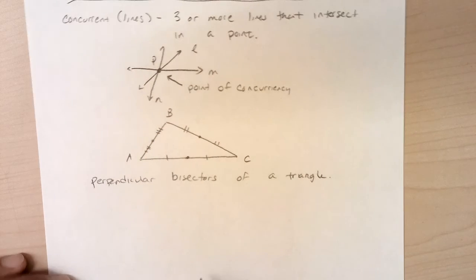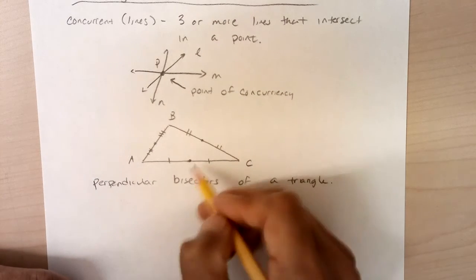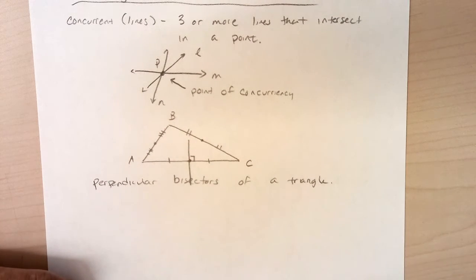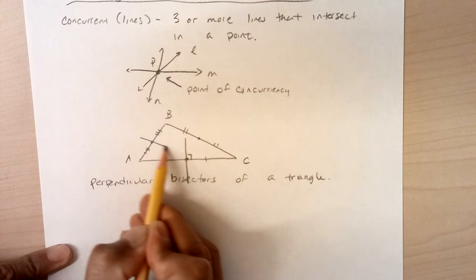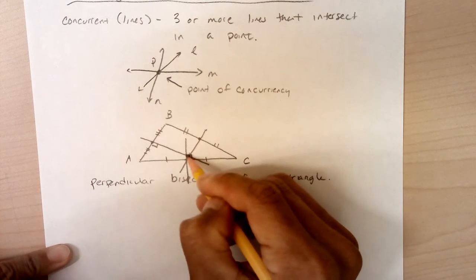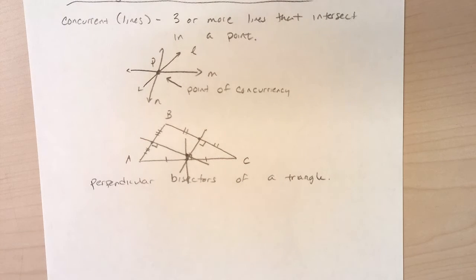Find the midpoint, and then I can make a perpendicular segment through each of those midpoints. So for side AC, again, I'm just eyeballing things here. A perpendicular segment that's at a right angle, and this shows that it's at a right angle. Do the same thing with side AB, and lastly, do the same thing with side BC. Since I eyeballed things, it might not appear that all three of those perpendicular bisectors intersect in a single point, but they do. So the three perpendicular bisectors of a triangle are concurrent.